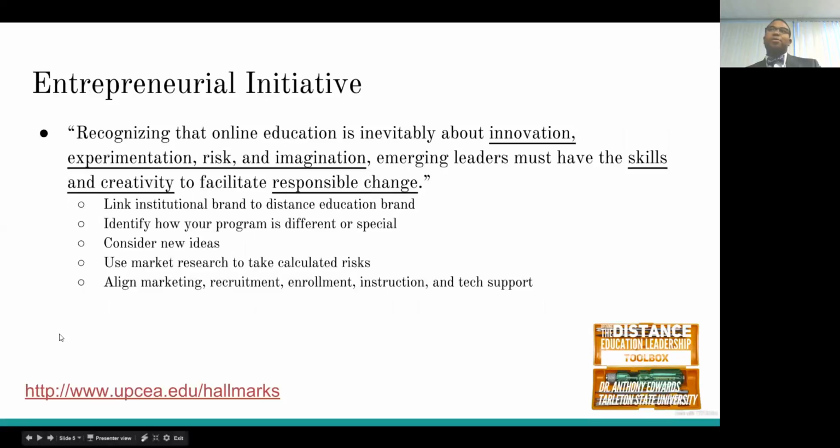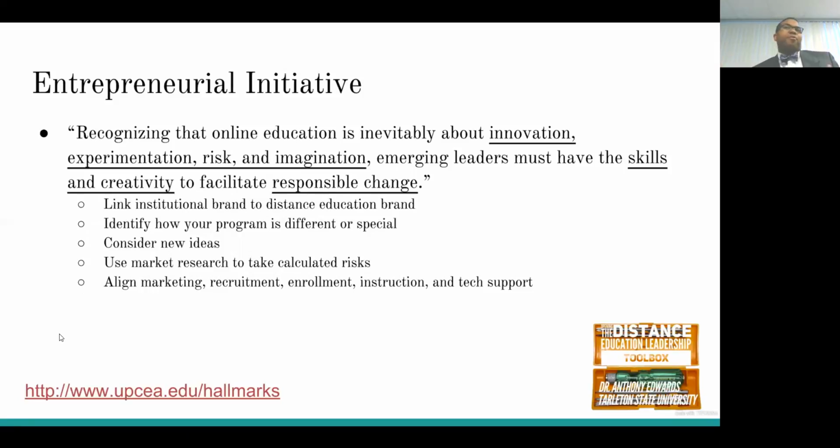Okay, let's move on to Entrepreneurial Initiative. Recognizing that online education, again, this comes from UPCEA, is inevitably about innovation, experimentation, risk, imagination. Emerging leaders have to have the skills and creativity to facilitate responsible change. So again, picking out some keywords: innovation, experimentation, risk, and imagination. That sounds very entrepreneurial.